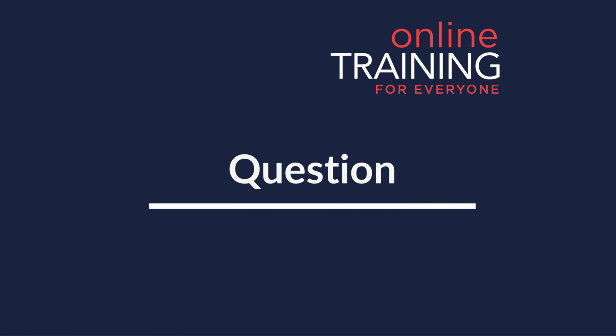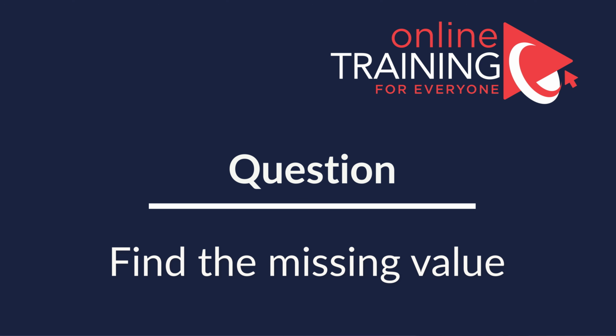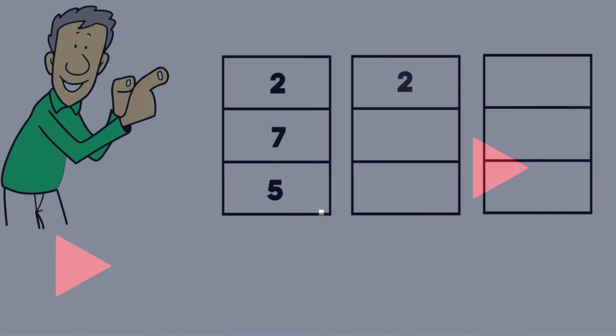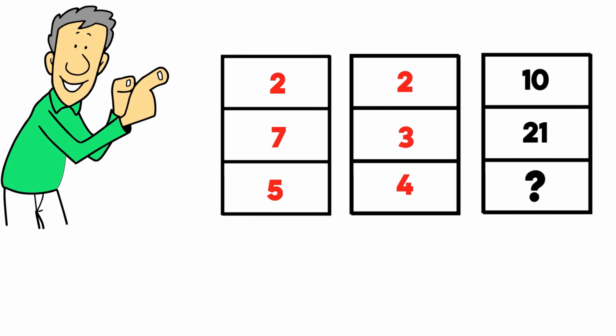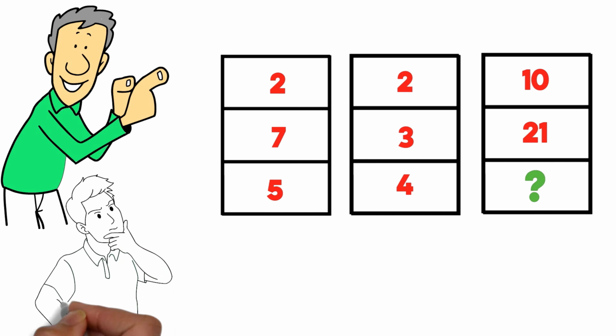I'm extremely excited to share with you the question that tests your pattern recognition skills. You're presented with 3 columns. Each column has 3 numbers. In the first column, we see numbers 2, 7, 5. In the second, middle column, we see numbers 2, 3, and 4. And in the last, rightmost column, column number 3, we see numbers 10, 21, and then 1 number missing. You need to find the missing value, which is highlighted by question mark.